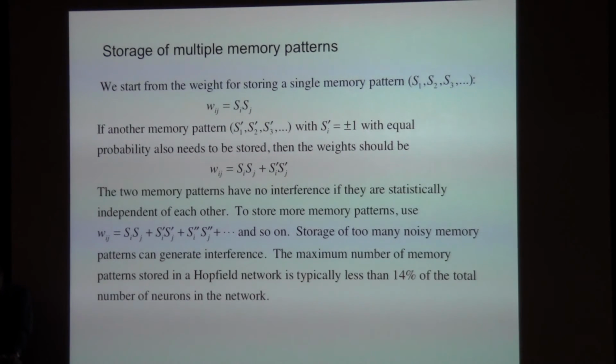But the problem is interference. If I remember something new, will that interfere with stuff I already learned in the past? It will interfere unless they're statistically independent. That means if for the second pattern, you flip a coin again to decide whether each pixel should be on or off, in that case they're independent, almost orthogonal to each other. In that case, it's not guaranteed to have no interference, right?